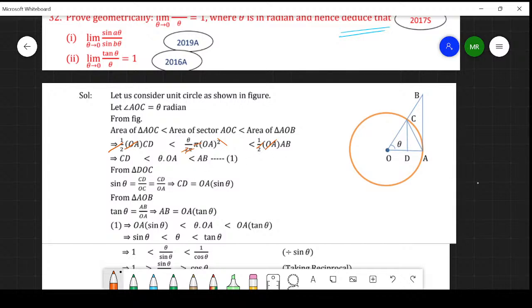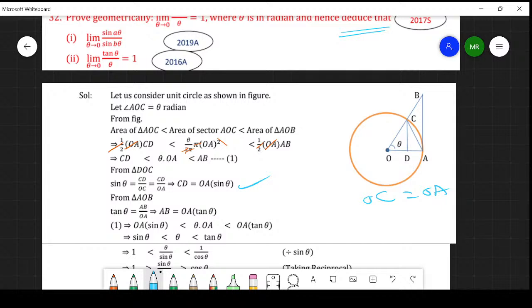From triangle COD, when I have taken this triangle, what about sin theta? Sin theta is CD by OC. But OC is the radius, and we know that OC is equal to OA, so replace OC with OA. So sin theta equals CD by OA. Do cross multiplication: CD is equal to OA sin theta. I got the CD value. Now I should find the AB value.